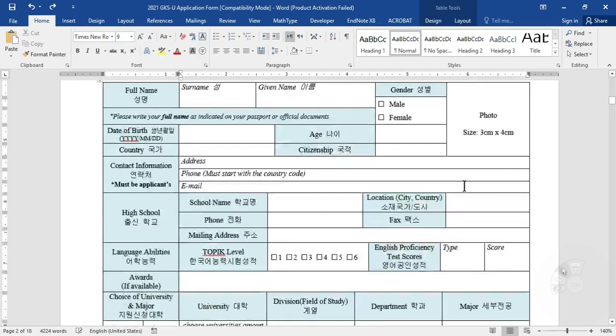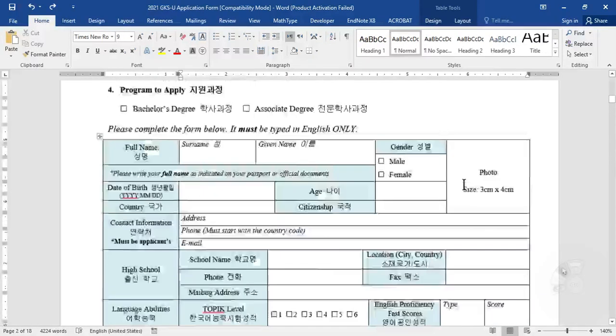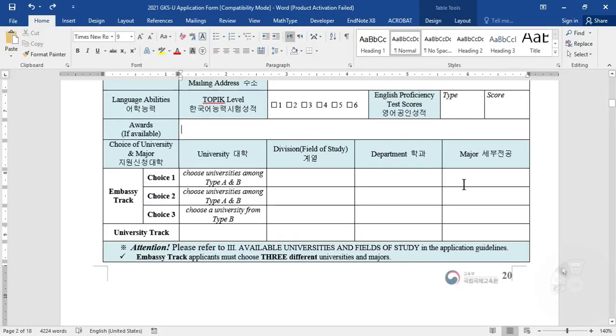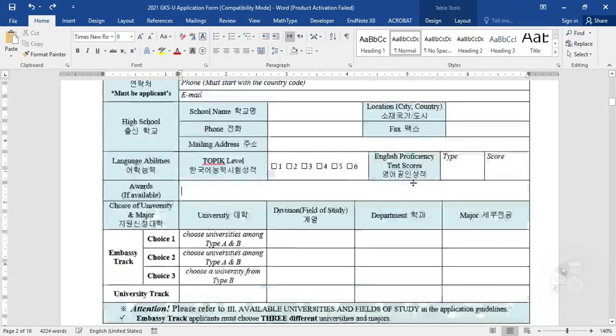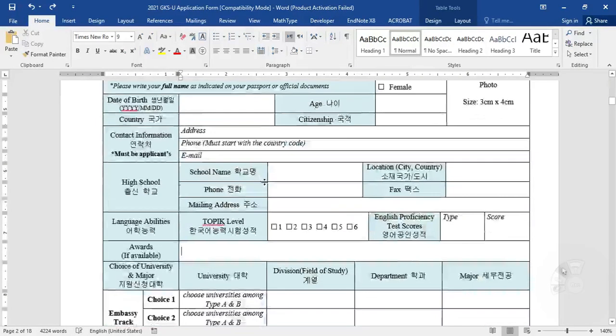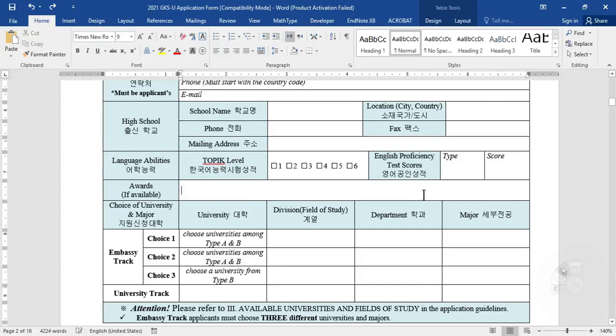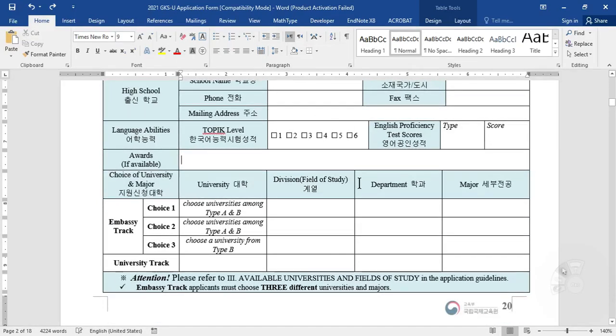You can just write it in computer, and you can take a printout of it and sign at the end, or you can write it by your hand. So handwritten forms are also okay for this application form, but the later forms are required to be filled within Microsoft Word.